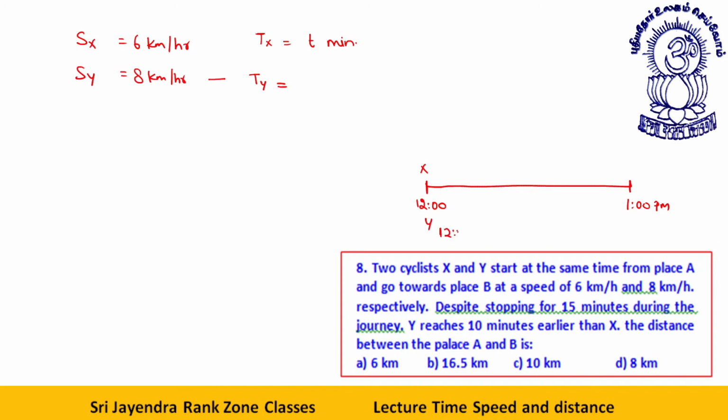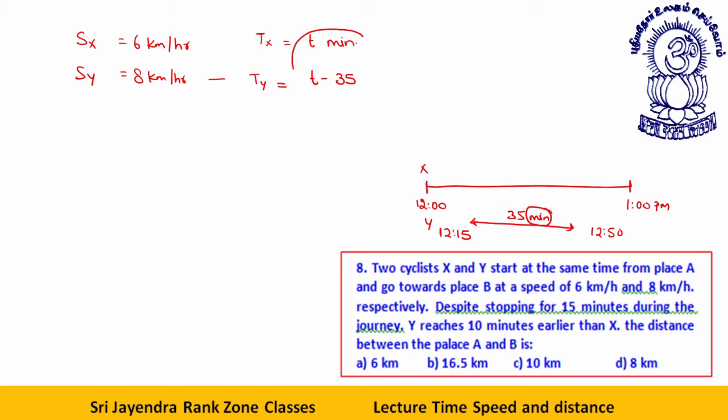Y started 15 minutes late, but despite starting 15 minutes late, Y reaches 10 minutes early. That is, he reached at 12:50, 10 minutes early. So, how much time did he take? He took 35 minutes. So, this is T minus 35.